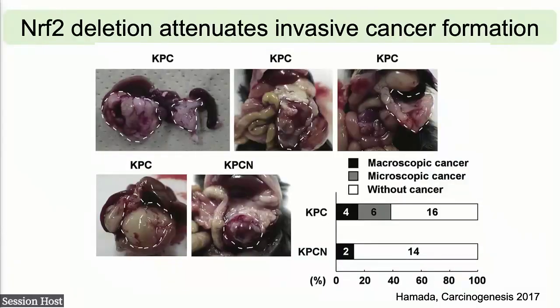Furthermore, NRF2 deleted KPC mouse developed less invasive pancreatic cancer compared to wild-type KPC mouse. KPC mouse developed liver metastasis, lymph node metastasis, and direct invasion to surrounding organs. However, pancreatic cancer developed in NRF2 deleted KPC mouse remained within the pancreas.